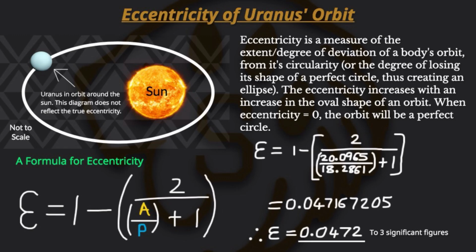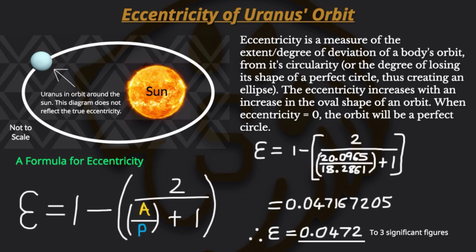Okay, now we move on to eccentricity of Uranus's orbit. I think we now know what eccentricity is. If you don't know, you can read that note at the top right there in white, so that you can understand. And you know the formula for eccentricity is epsilon is equal to 1 minus that fraction there. And remember, the a and the p represent the aphelion and the perihelion. And then we have that epsilon being equal to 1 minus, and then we substitute the a and the p with the aphelion and the perihelion, which we saw in the previous slide.